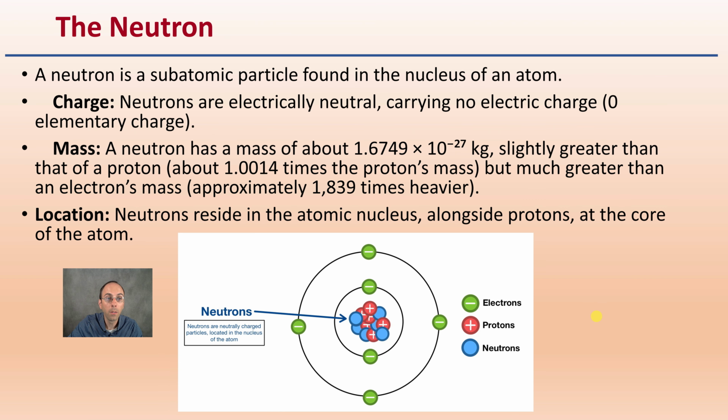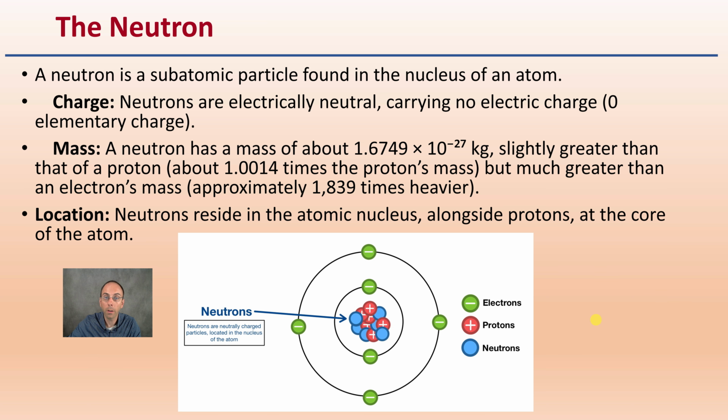Now the neutron, this is a subatomic particle that's found in the nucleus, and the charge is electrically neutral, meaning there's essentially no electrical charge. It does have a mass slightly greater than that of a proton, but for our purposes we consider them to be equal, but much, much greater than that of an electron, approximately 1,839 times heavier than a single electron. The location is that neutrons reside in the nucleus alongside protons in that dense core portion of the atom.